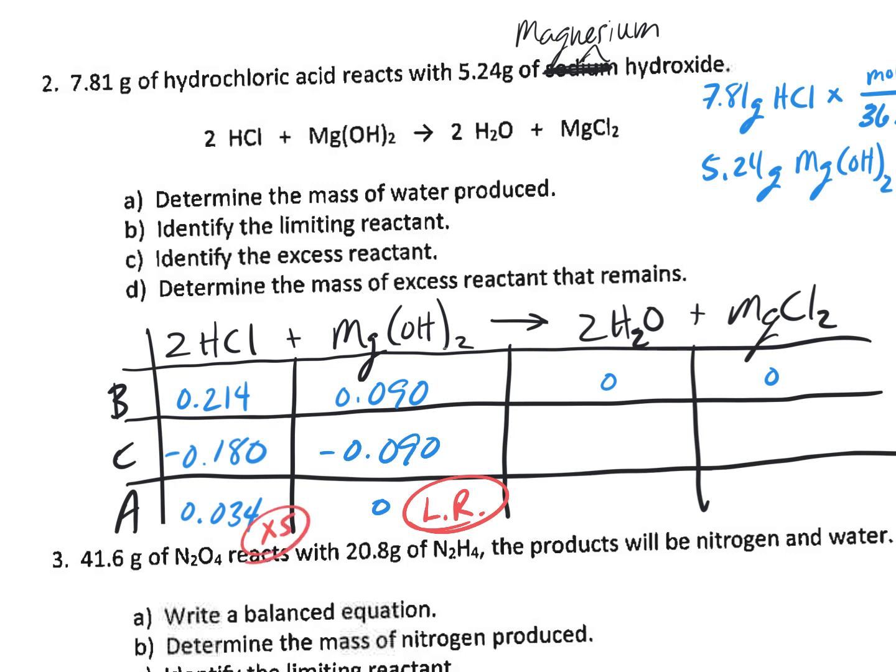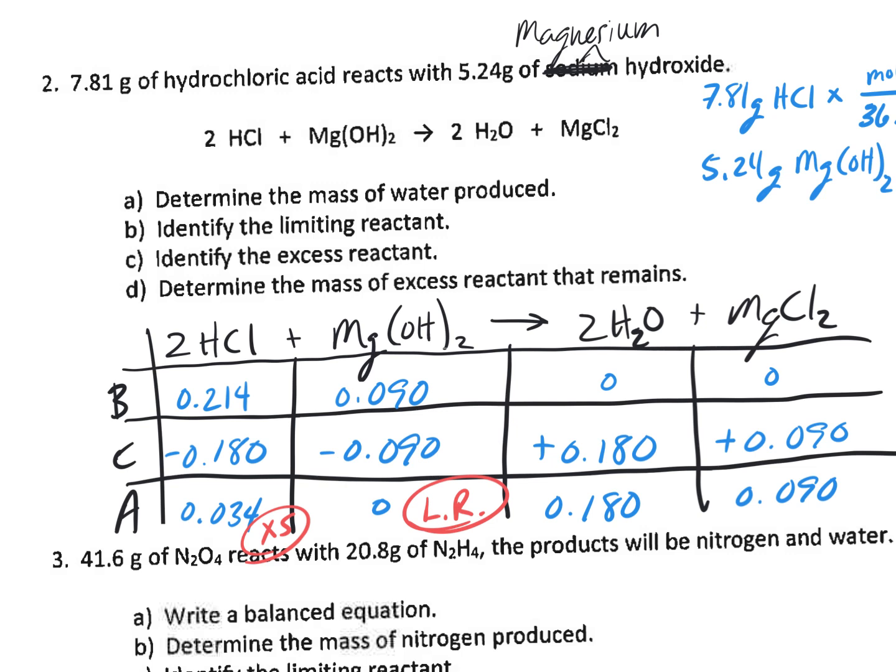Okay. How much stuff are we going to make? Okay, let's take a look at that. So for every 2 HCl, I can make 2 waters. That means I'm going to make 0.180 moles of water. And I'm going to make 0.090 of the magnesium chloride, because it's a 2-to-2 ratio and a 1-to-1 ratio. So we pretty much solved everything.